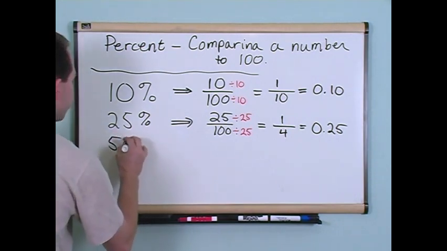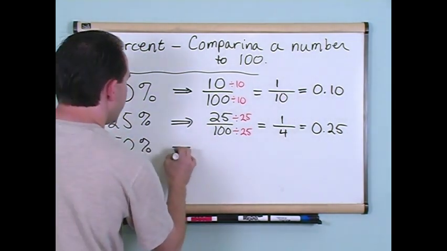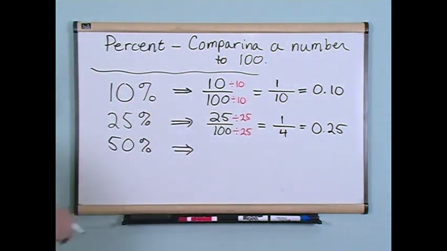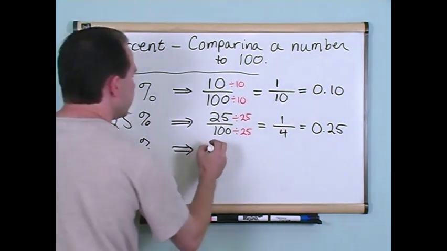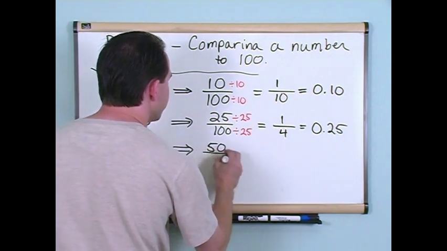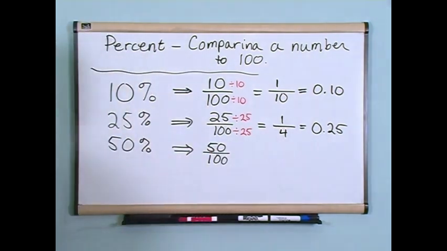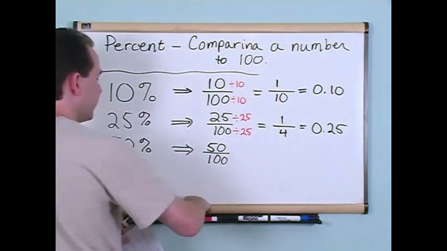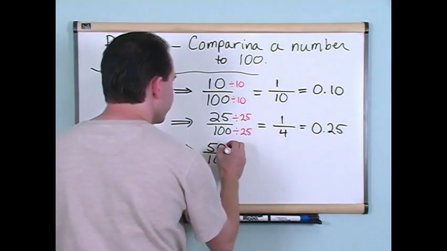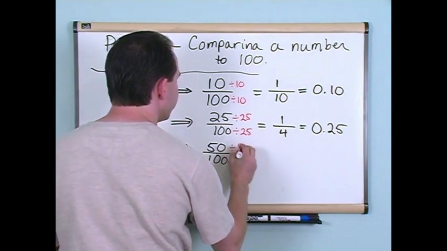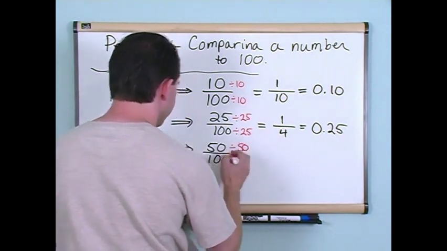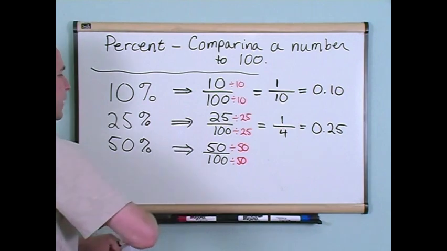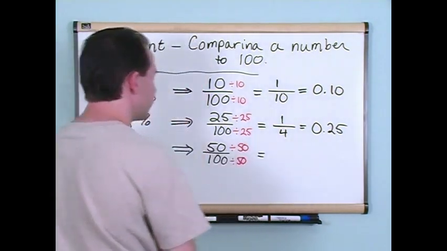Another example would be 50%. If you want to convert this to a fraction, you'll just take the 50 and put it over 100, which is what we always do here. And then this is a fraction just like anything else, so you can simplify this. I can divide the top by 50 and the bottom by 50, and I know that's going to simplify things for me.